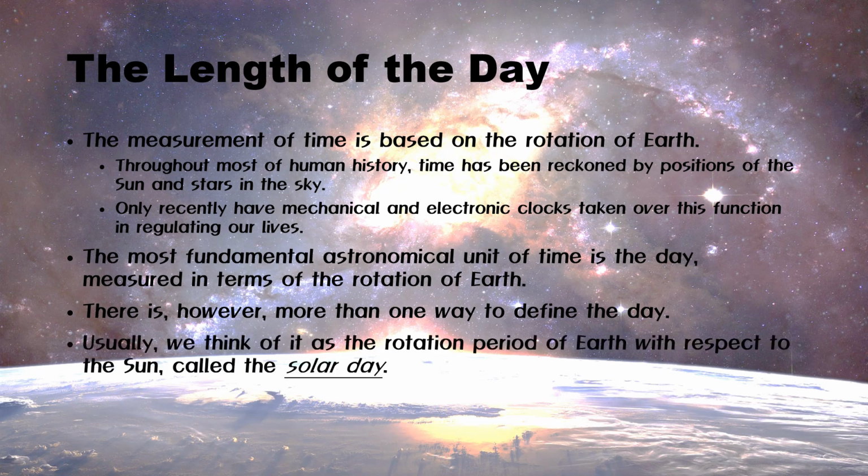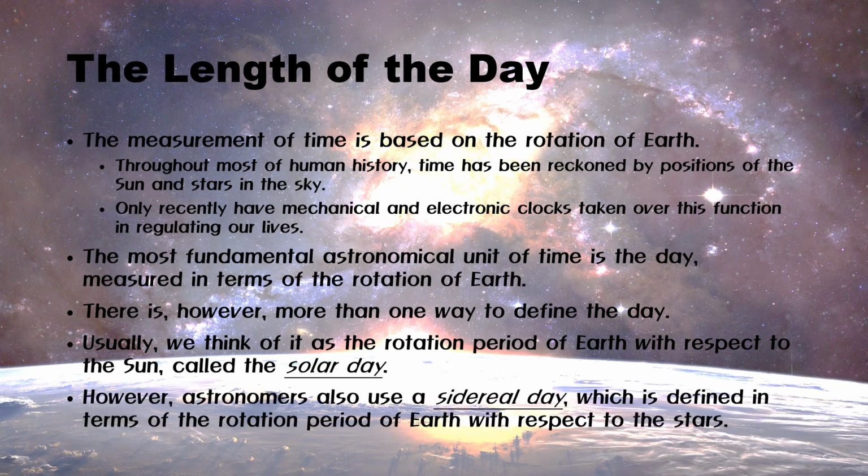Usually, when we think of a day, we think of it as the rotation period of Earth with respect to the sun, which we refer to as a solar day. But this is not the only way to refer to a day. Astronomers also use what's called a sidereal day, which is defined in terms of the rotation period of the Earth with respect to the stars. So we're looking at the celestial equator, we're looking at the position of the stars, and we're using that sidereal day to get that measurement rather than relying on the sun coming up and going back down.